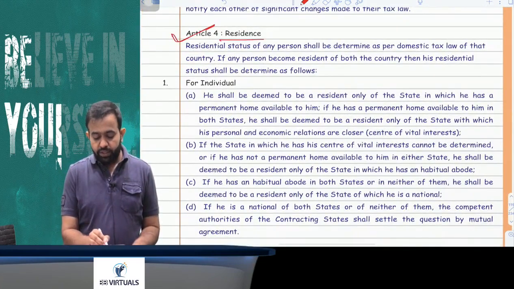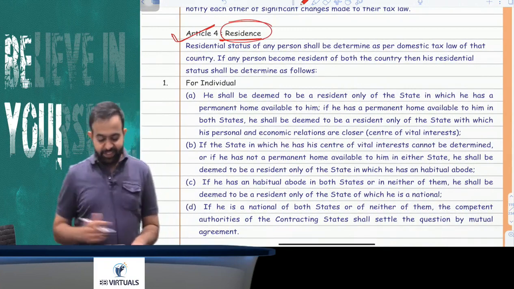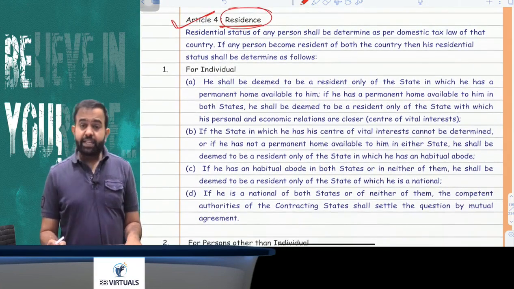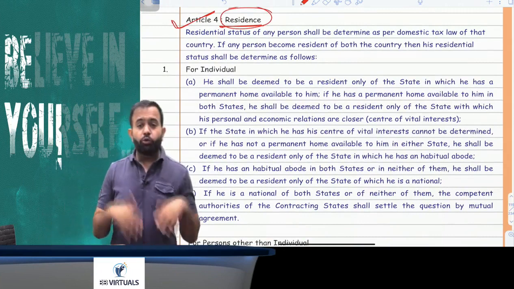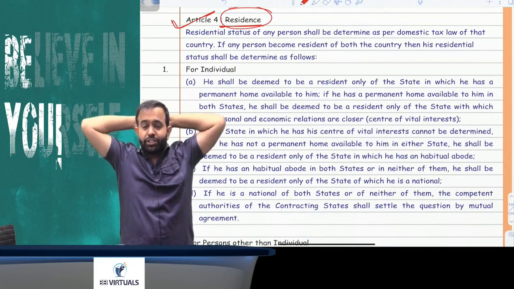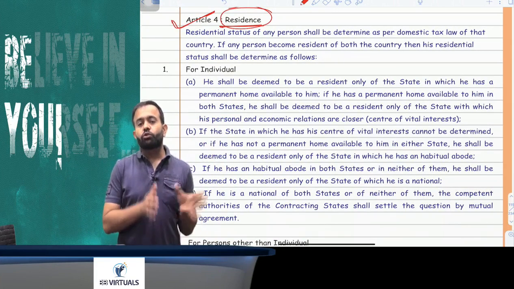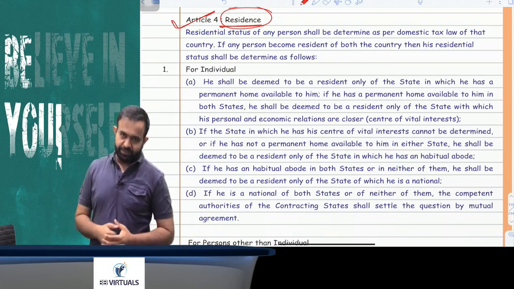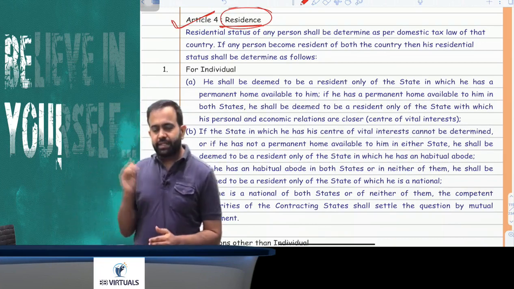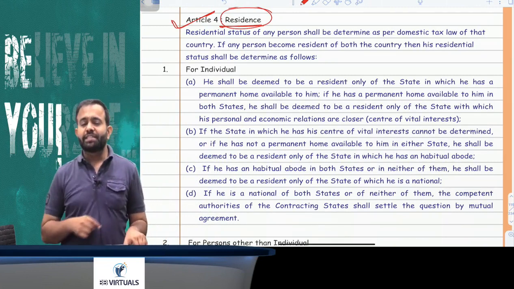That is Article number 4, which is about residence. So pay attention. This article says that residential status... now the question is, sir, how to calculate the residential status? Is that always given in the convention or treaty or DTAA? The answer is no. Residential status you have to calculate as per your domestic law only. It is not given in the DTAA.